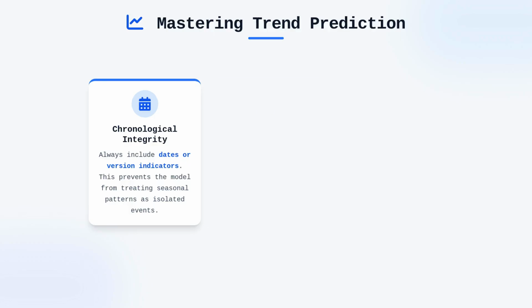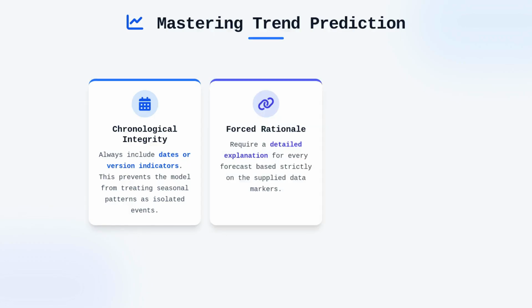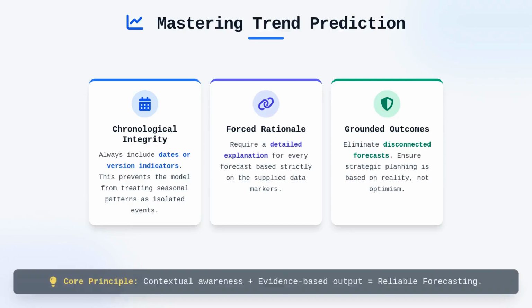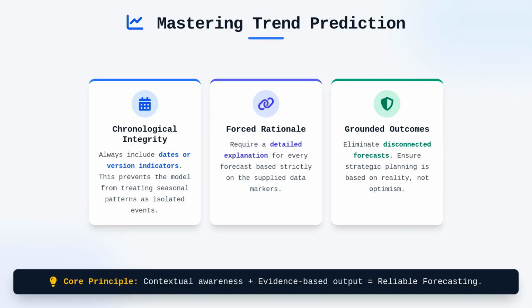If you ask for a trend forecast, force the model to provide a rationale for each prediction based on the specific evidence found in the data you supplied earlier in the prompt. This forces a connection between the output and the input, effectively grounding the model's conclusions in the reality of your dataset. Such discipline prevents the model from generating overly optimistic or disconnected forecasts that could mislead your strategic planning.